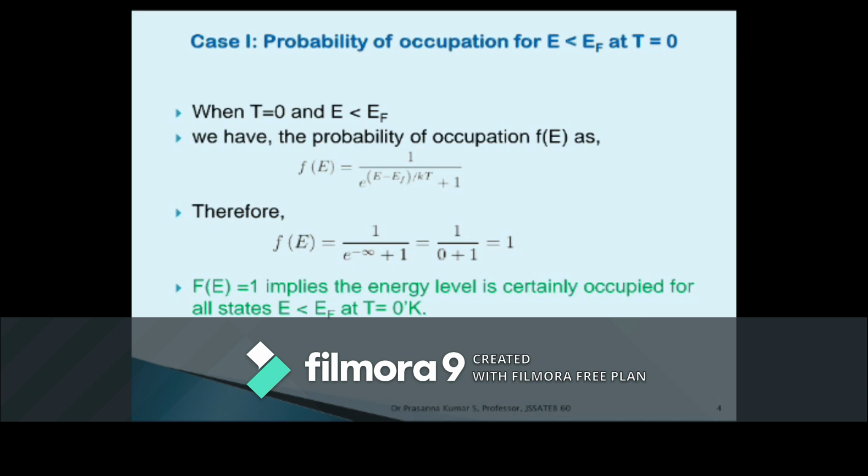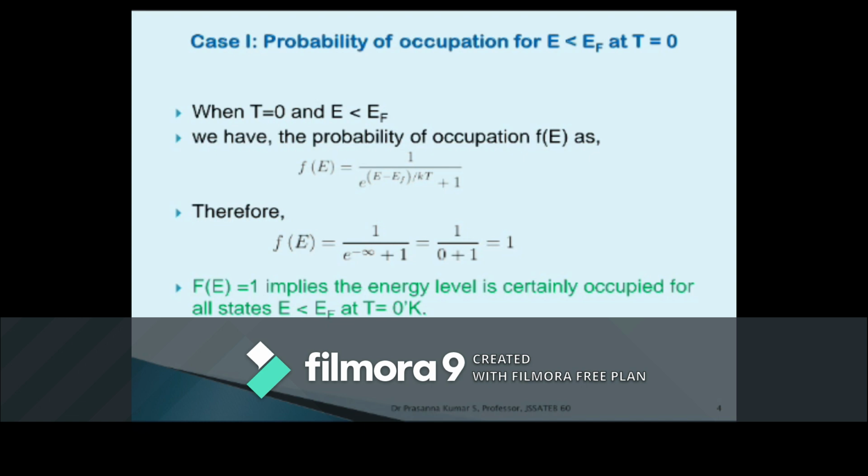Since E is less than EF, the energy level under consideration is below EF. Therefore, the bracket becomes negative, so a negative value divided by k times T. Since temperature T is 0, a negative value divided by 0 gives minus infinity. Therefore, f of E is equal to 1 by e to the power minus infinity plus 1.